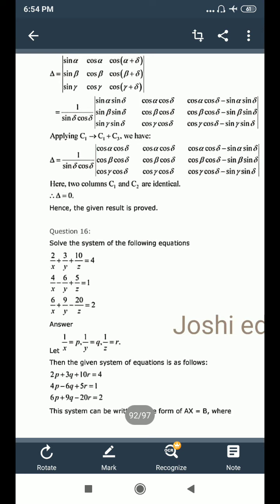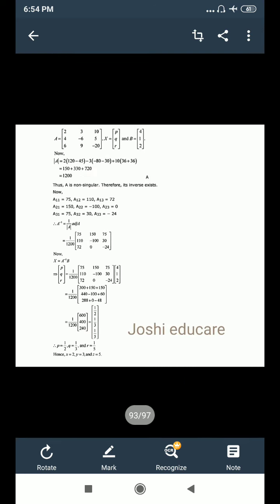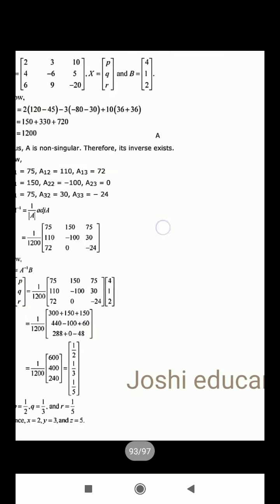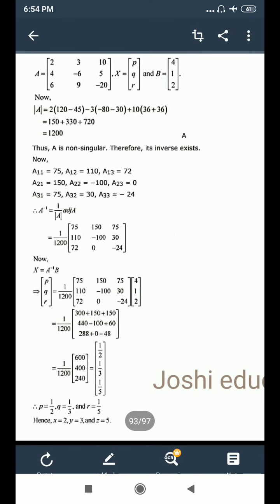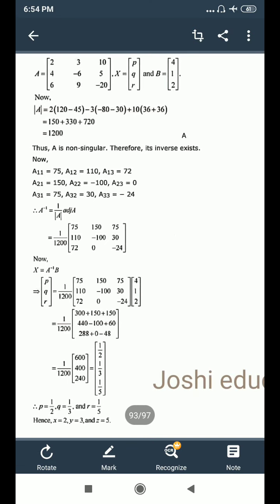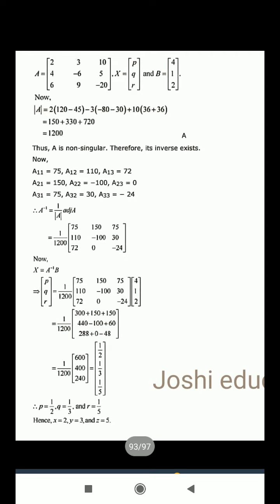Now again, we'll define A. A is the matrix of the coefficients of p, q, r. Now X will be a column matrix of p, q, r, because in this we have taken them as p, q, r. B is the same, the matrix of constant coefficients. Only difference is that in this we have taken X as p, q, r.